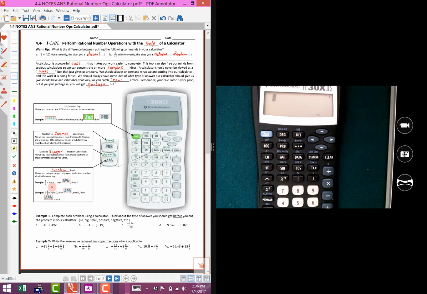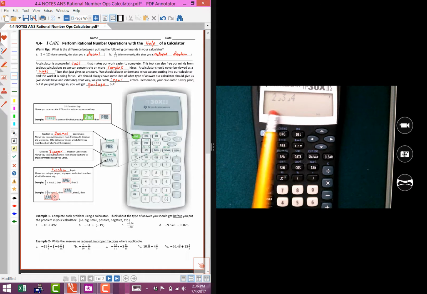Let's do the 2 3/4. So this one right here, we're going to do the 2 3/4. So if we're going to do 2 3/4, here's the cool part about this. We're going to input the 2. I'm going to hit the fraction input key, the capital A, and then the lowercase b over c. So I'm going to go ahead and hit that. I'm going to put in the 3, hit it again, and then I'm going to hit the 4.